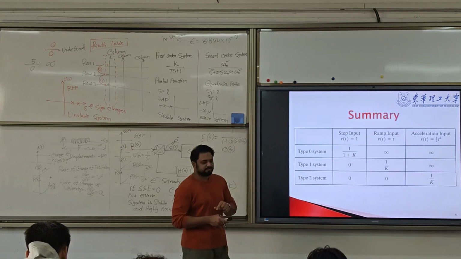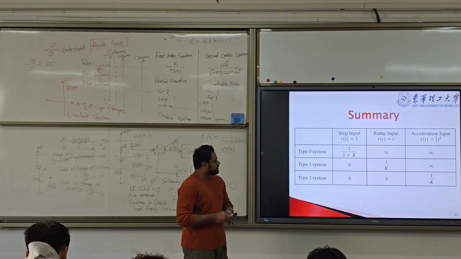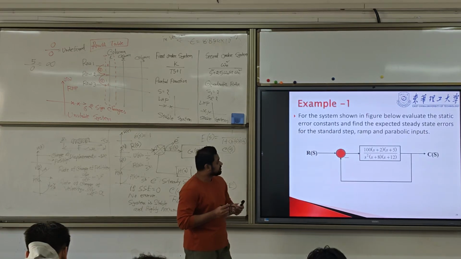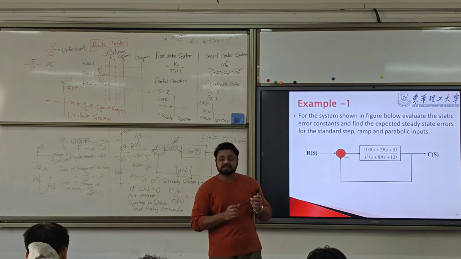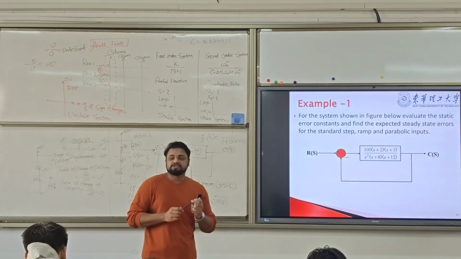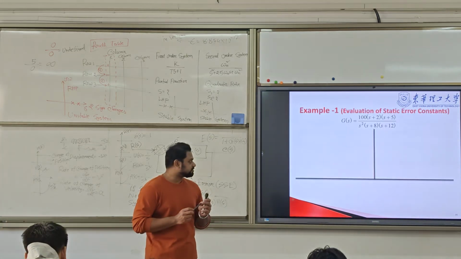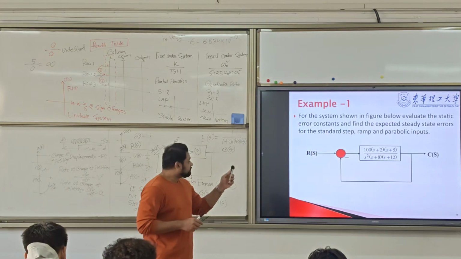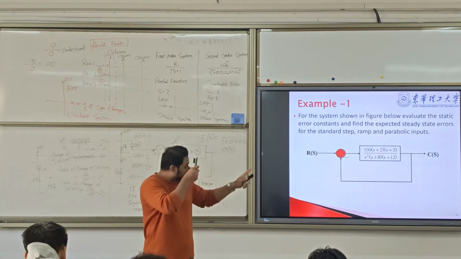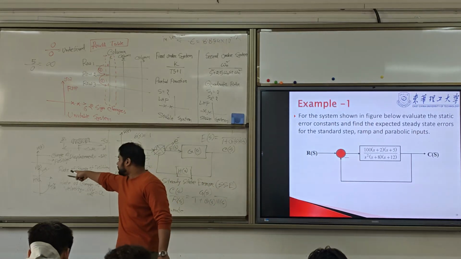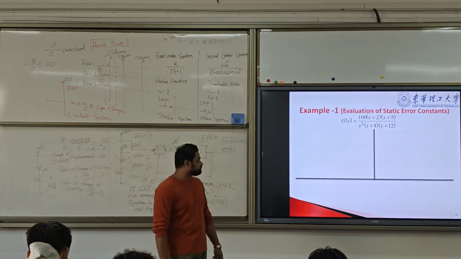Here is a summary for each one. You can read it. We already discussed that. I will discuss one example. The example is finding the static error constants for this G(s), open loop transfer function. So we need to find Kp, Kv, and Ka for the three different inputs: step, ramp, parabolic.